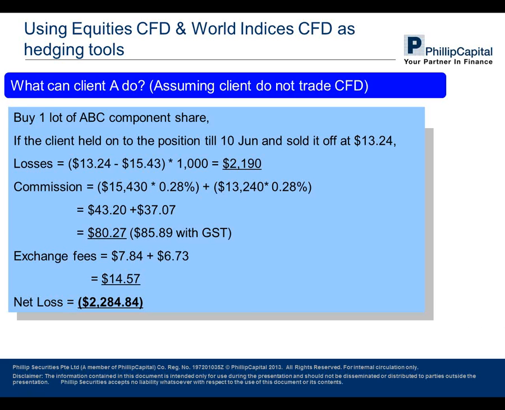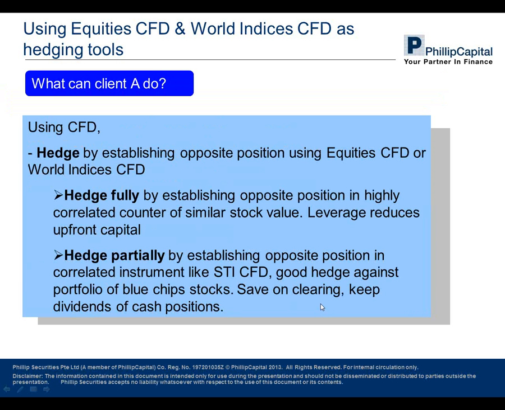Let's just assume that the whole market is bearish. First, if he does not trade CFDs, he will have to sell it off and make a loss of over $2,000. But if he has CFD, he can hedge. He can hedge fully or he can hedge partially. Hedge fully means that he will just hedge by shorting the exact counter stock, or hedge partially by establishing an opposite position using a correlated instrument such as the STI CFD. So this is a good hedge against any portfolio of blue chip stocks, and you save on clearing and you keep dividends even on the cash position.